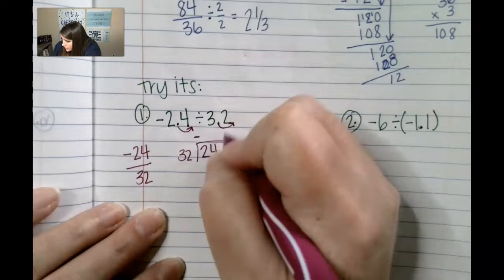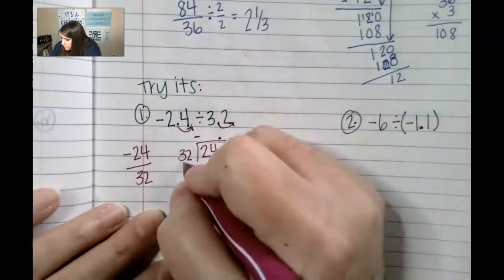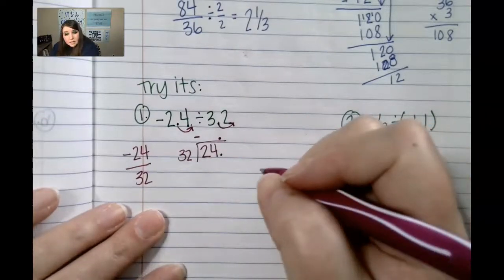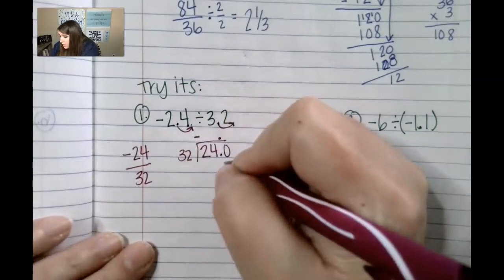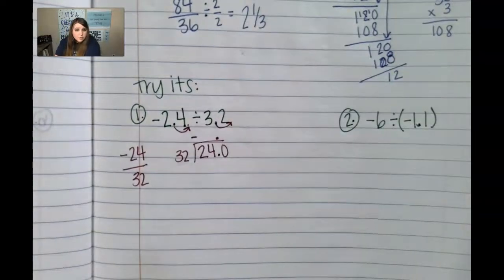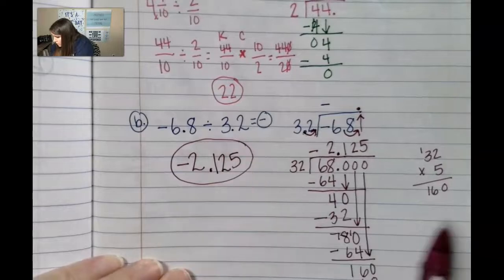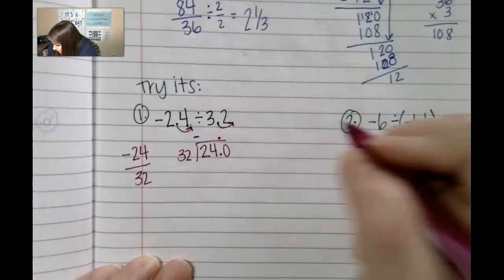I know that as soon as I moved my decimal over to the end, I need to move it up. So 24 cannot be divided by 32. So what I need to do is add on a 0 and think about this as 240. So how many times can 240 be divided by 32? Let's look back at what we did with 3.2, and 5 was 160. So let's look at what 7 would be.